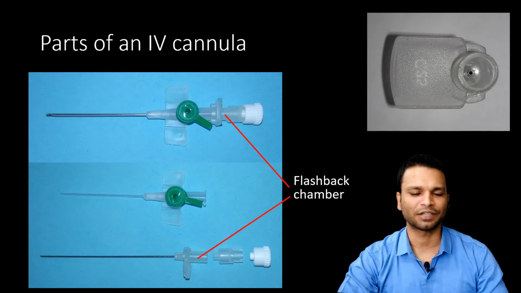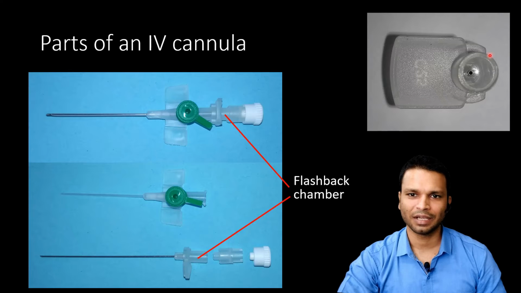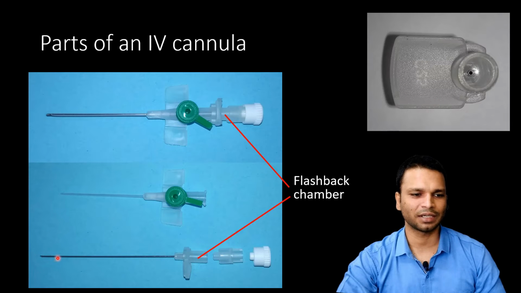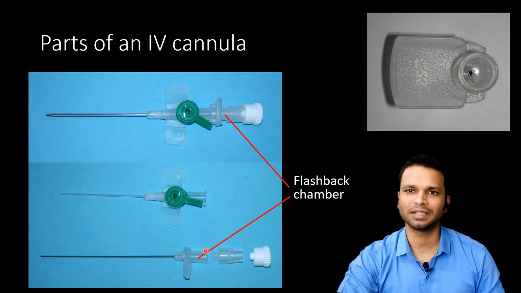Then we have the flashback chamber. Now you can see, as I've told you earlier, this metallic stylet is a hollow tube, and this ends in this flashback chamber. You can see the stylet ending over in the flashback chamber. So when this stylet is inserted into the vein, the blood goes into this tube, this stylet, and it comes out into this flashback chamber. And this is how we know that our stylet is inside the vein.